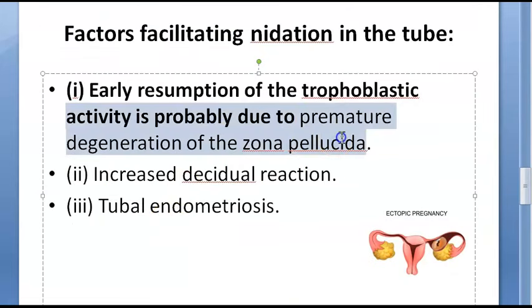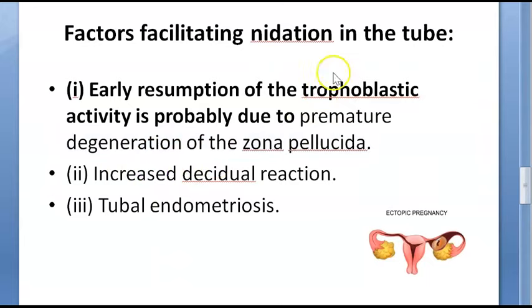So basically, when the oocyte is coming all the way, the oocyte will have something around it. Let us say this is the oocyte, wait. This is the oocyte, okay, around it there is something called zona pellucida. Okay, I'm drawing here, zona pellucida. So what happened, there is early degeneration of this zona pellucida. So now you can see the oocyte how it is. So there will be early resumption of the trophoblastic activity because of this premature degeneration of the zona pellucida.